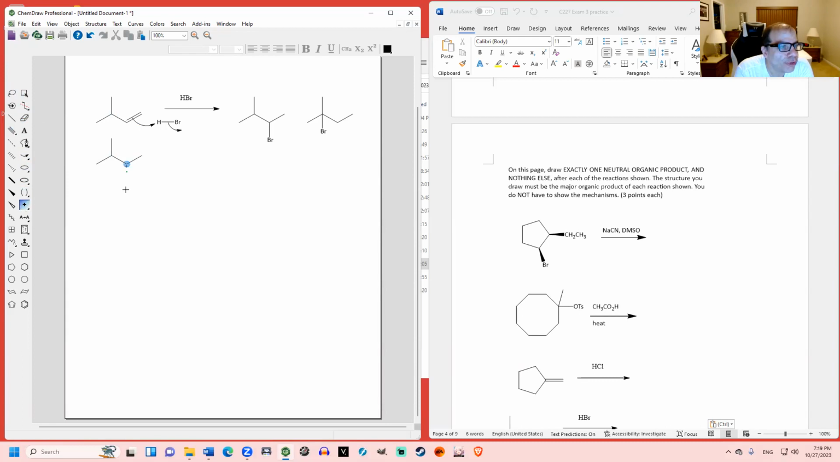So we've got a plus charge on that carbon. And the bromide could just attack there. But another potential pathway is to do a 1,2 hydride shift, like we talked about in class today. So that hydrogen moves over, gets rid of the plus charge by taking the electron pair with it.